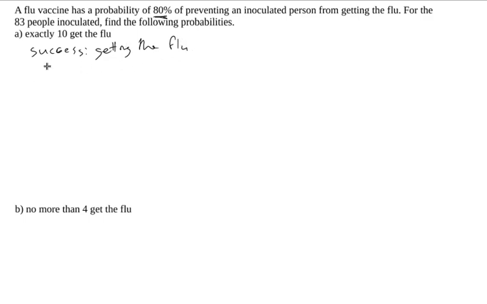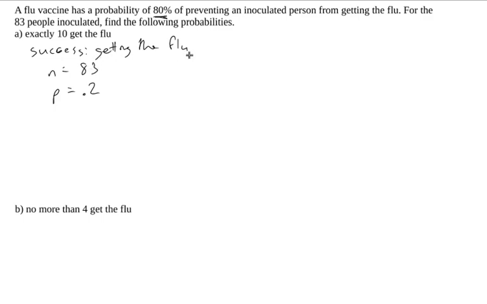Alright, there are 83 people inoculated, so n is 83. The probability of a success, the probability of getting the flu, well, this flu vaccine has an 80% probability of preventing them from getting the flu, so the probability of a success here I'm actually going to say is 0.2. This is definitely one of those examples where it's important to define what your success is, because you don't want to start counting the number of people that didn't get the flu and try comparing that to this 10, because that's going to give you a completely different answer.